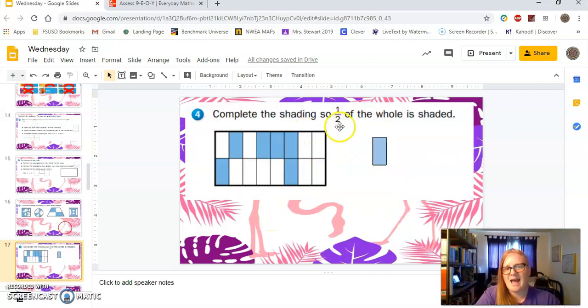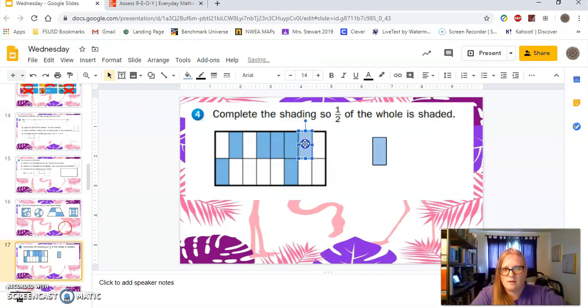Complete the shading so half of the whole is shaded. So for this one, I provided you with a colored in rectangle, and that way you could just move it over and put it here, so that way you can color in and shade in half.